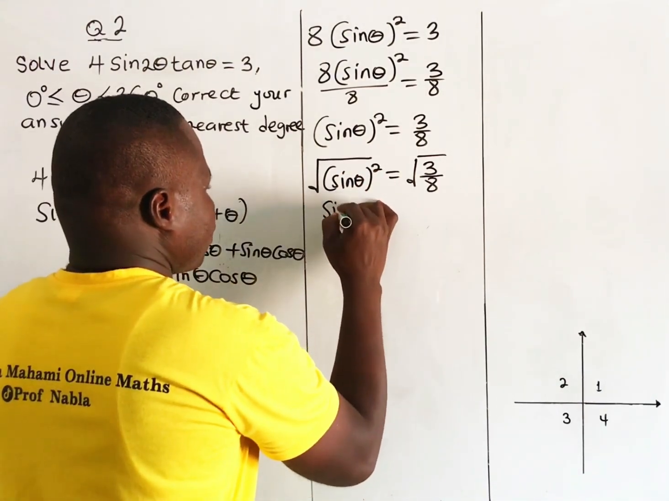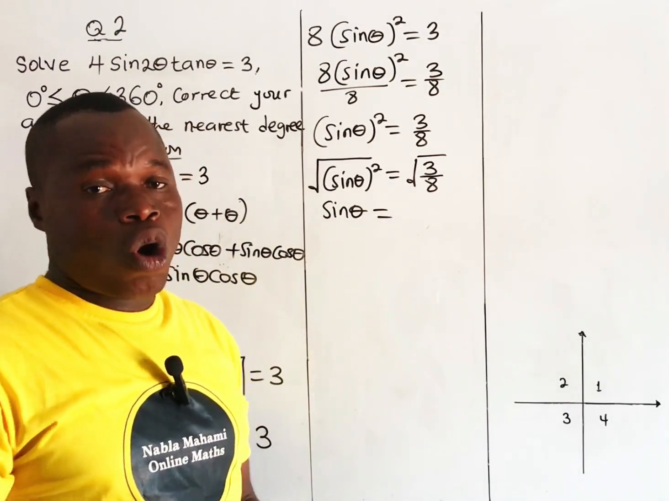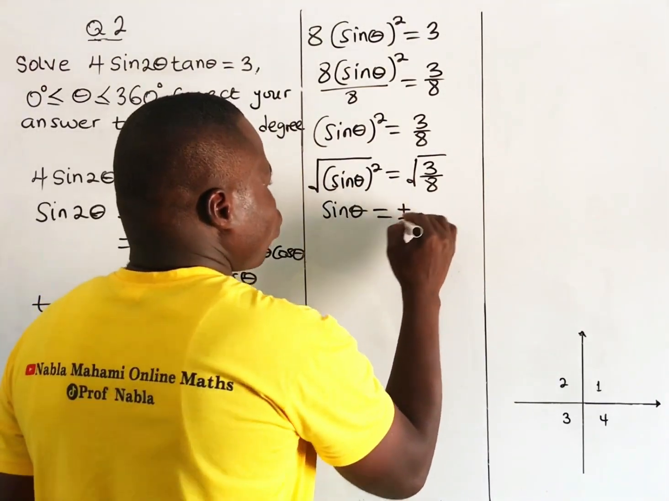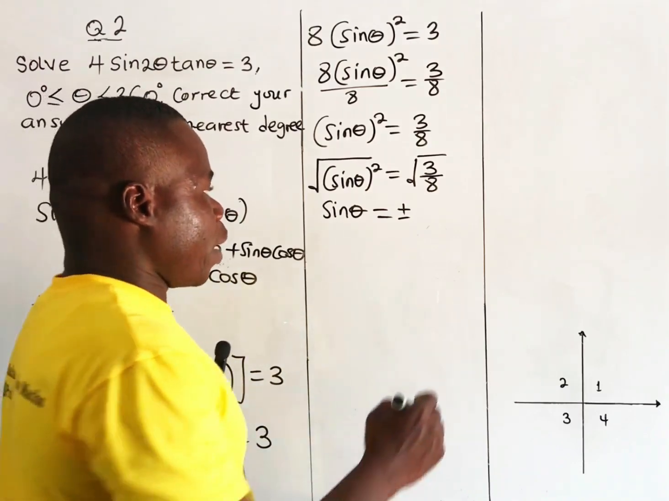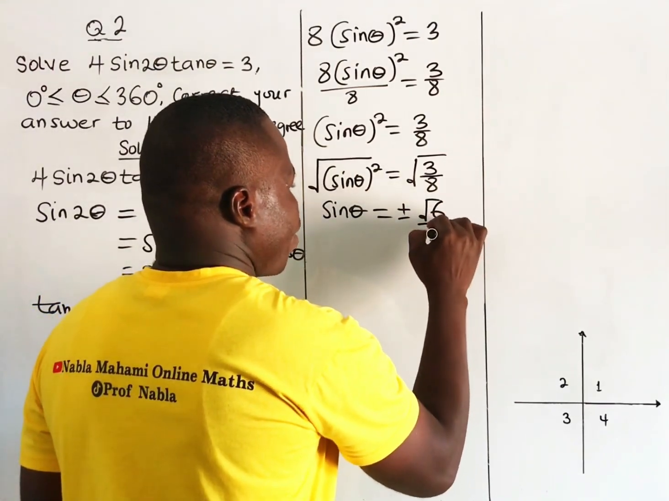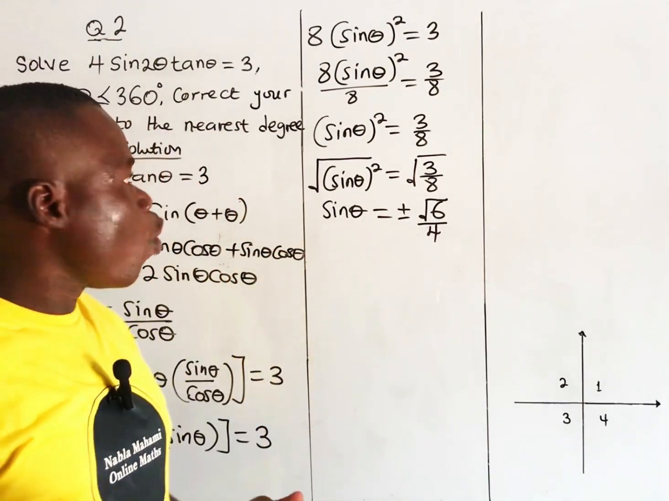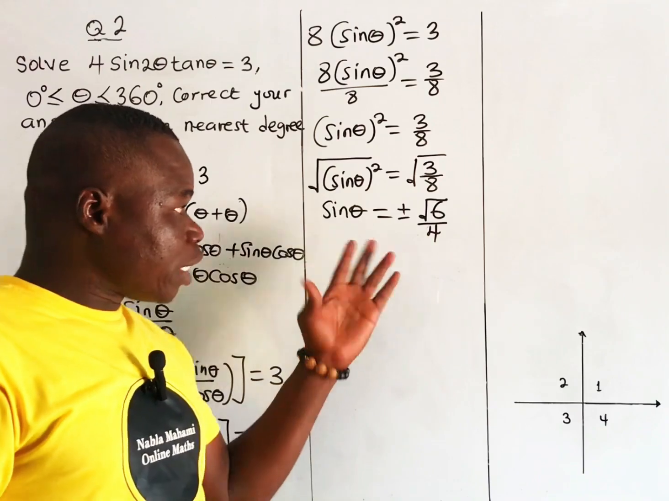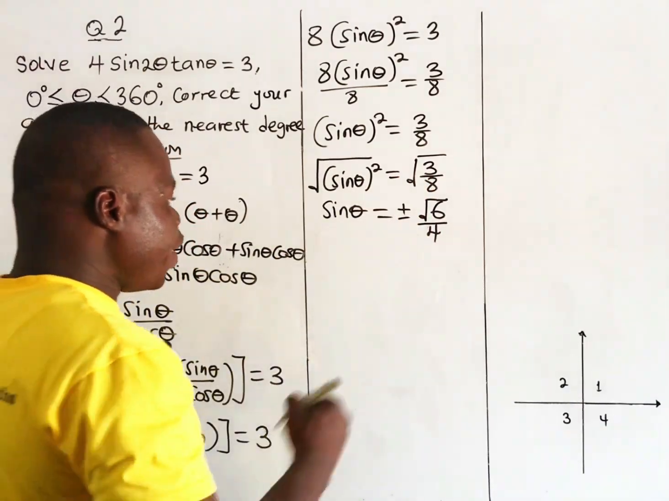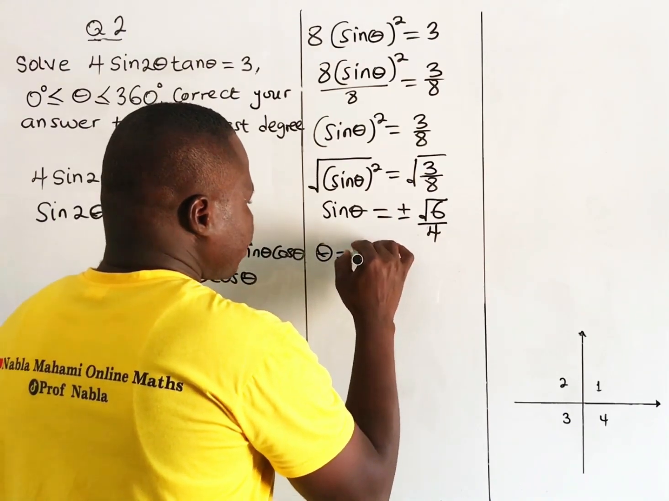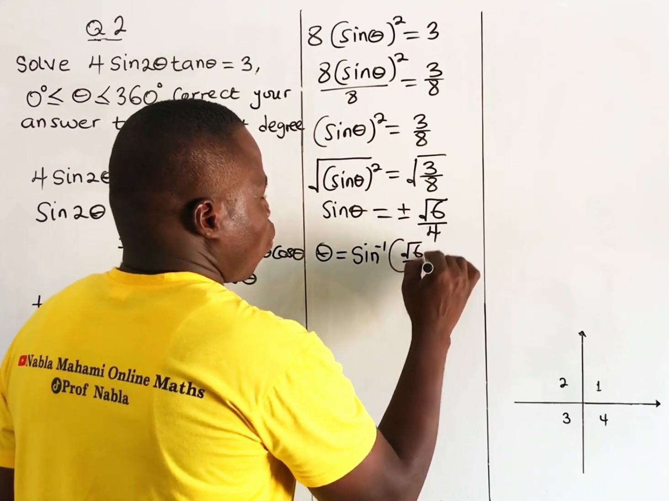The square root and the square sign take each other away, and I will now have sine theta is equal to the square root of 3 over 8. A square root of a number can be either positive or negative, so this can be plus or minus. When you evaluate the square root of 3 over 8 using your calculator, you will get square root of 6 over 4. Now, theta is supposed to be a positive angle, so we take the positive sine inverse of this value. So theta will be equal to sine inverse of square root of 6 over 4.